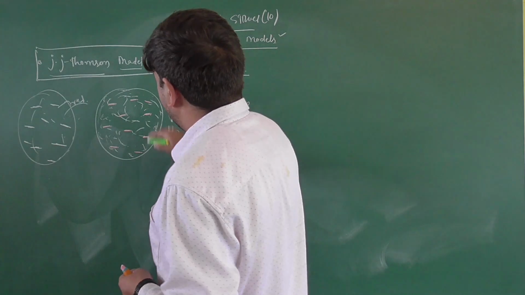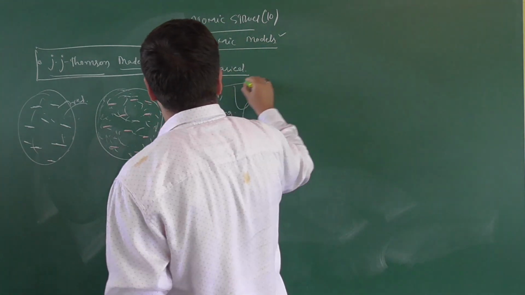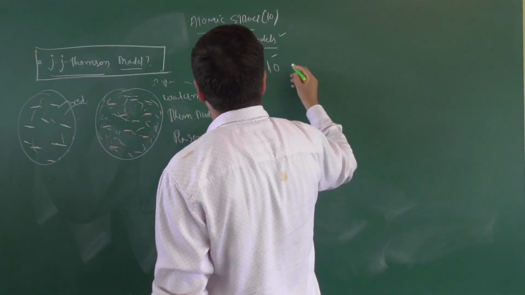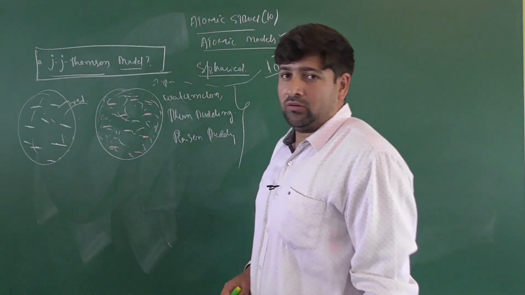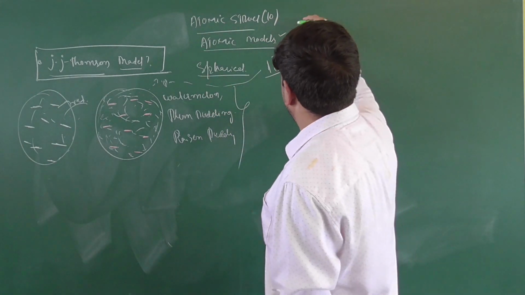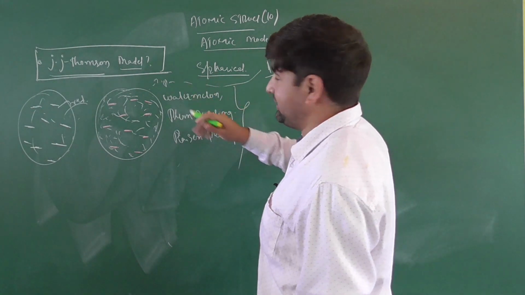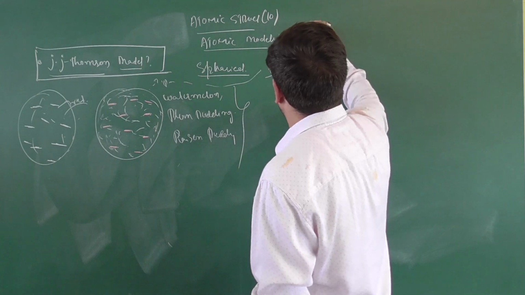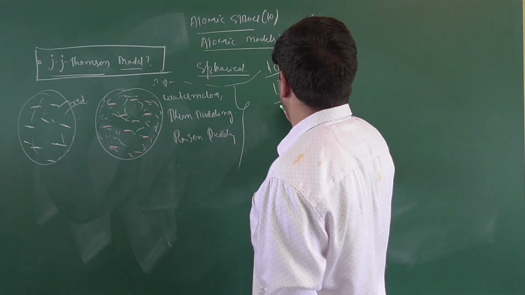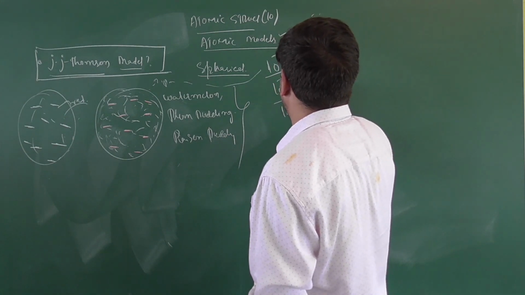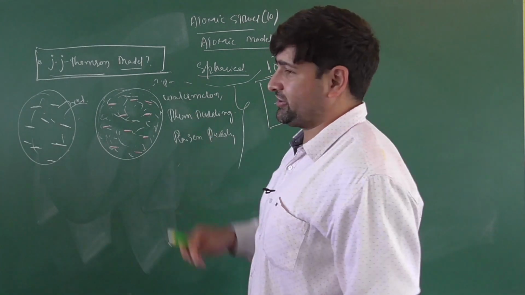Now, the radius of the atom was of the order of 10 to the power minus 10 meters. And later, due to Rutherford's model also, he kept certain things of J.J. Thomson's model as such, and even said that the radius of nucleus is of the order of 10 to the power minus 15. So the ratio of the two, if you calculate, comes to 10 to the power 5. Did you understand?